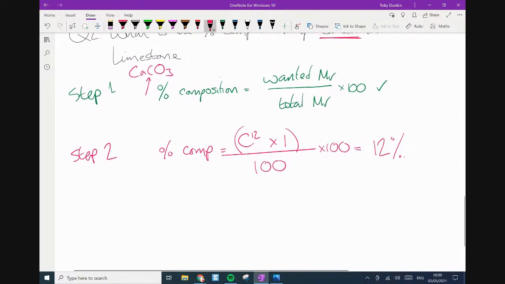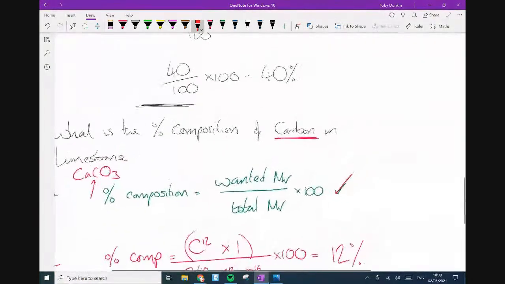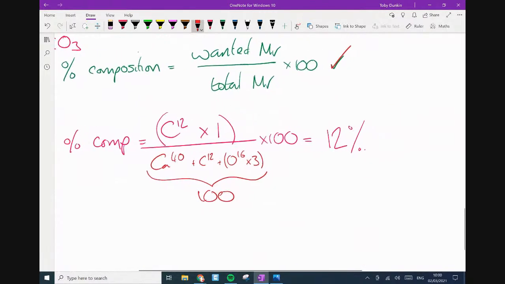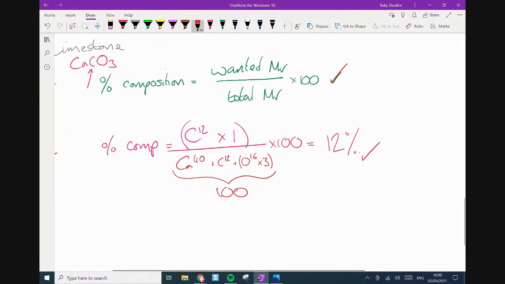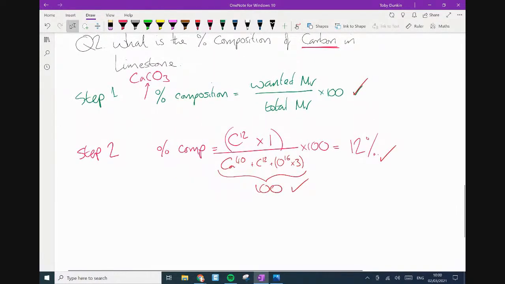So the 3 marks, there's only 2 steps, but 3 marks. The marks are for the equation, the input of the numbers. As I said, I'm going to show you what students do. Students do this. Please don't, that will not get you the mark. That there is not allowed. The reason being is the number is 100, you need to have it. And then the final mark for 12%. So those are your 3 marks. Right, well done to everyone getting 12%.